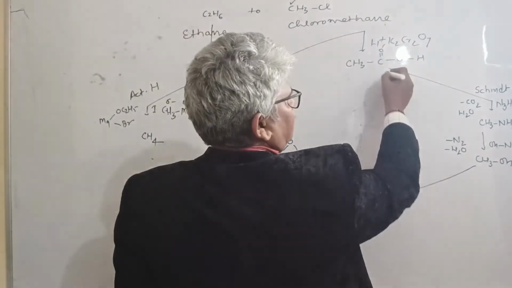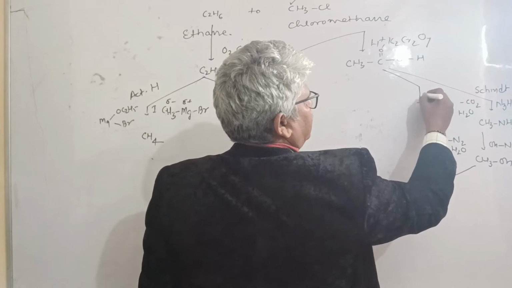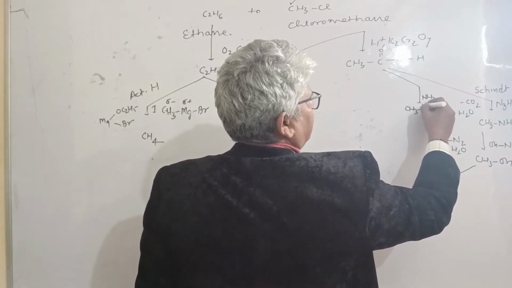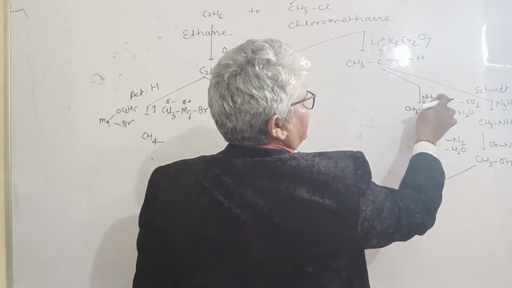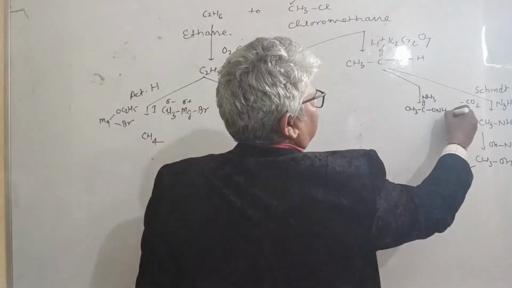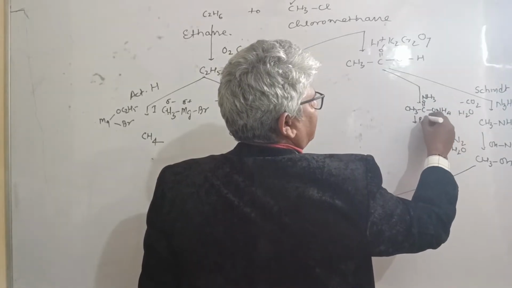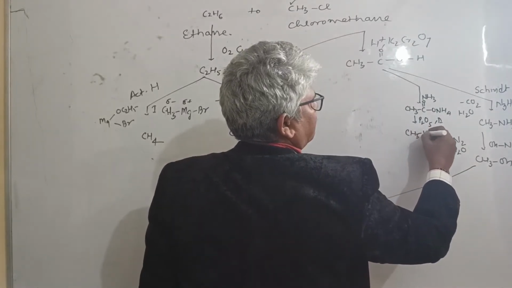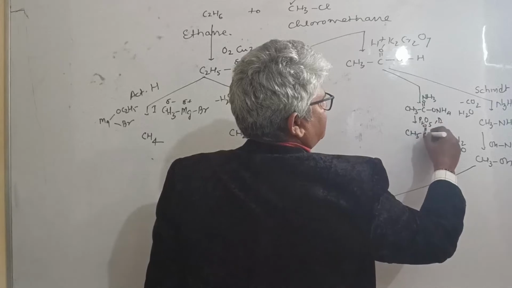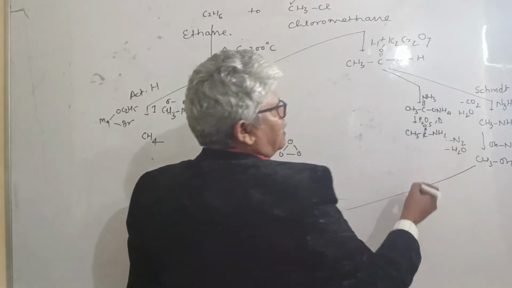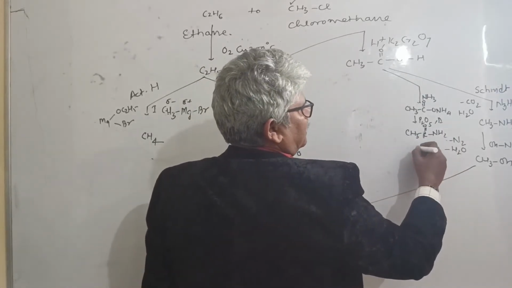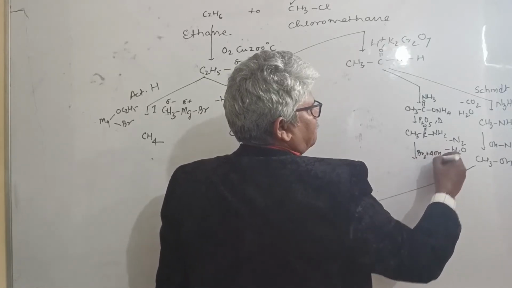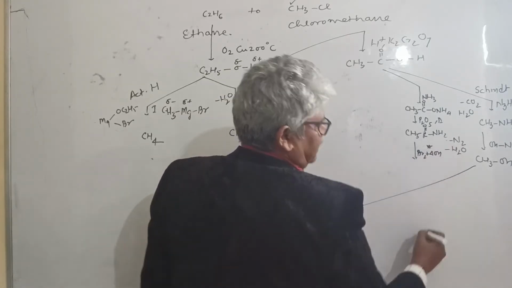Second is when it is made to react with ammonia, it gives ammonium salt. Acid with base gives salt. When it is dehydrated, it gives amide. And amide when made to react with bromine and KOH, this is Hoffman degradation reaction.